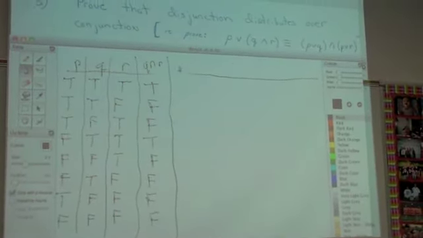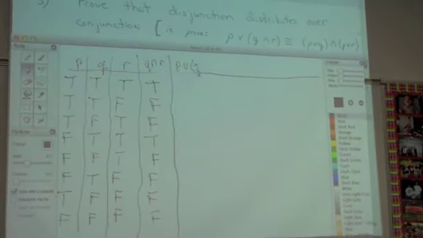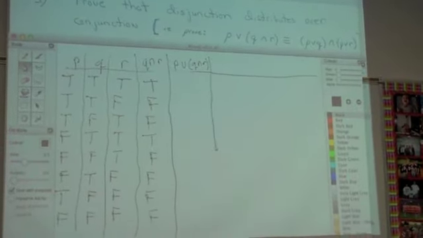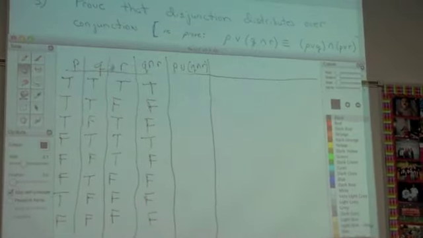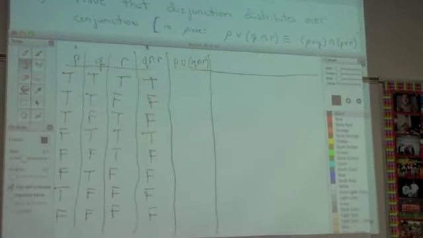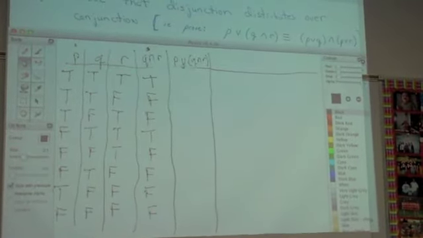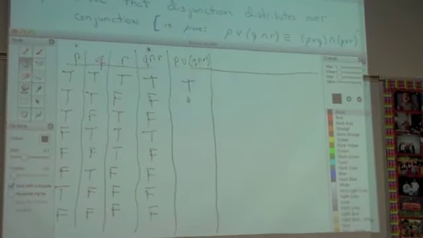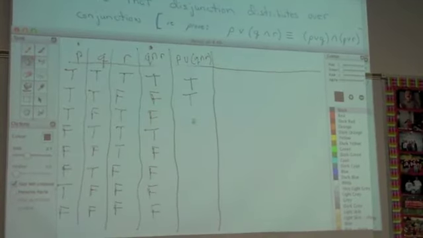Well, I think I can go ahead now and put the P or that. So I'm putting this with this, those two together with an or. So true, true is true. True or false is true. True or false, true.